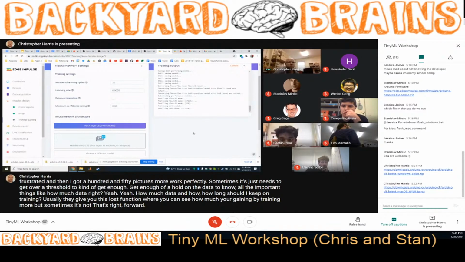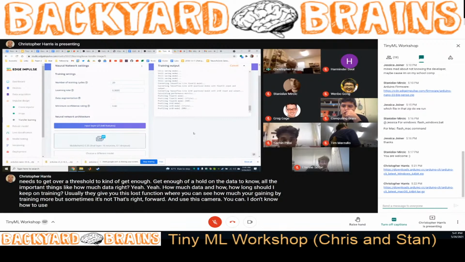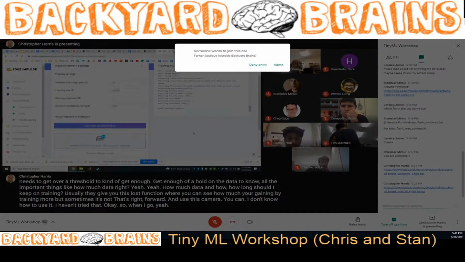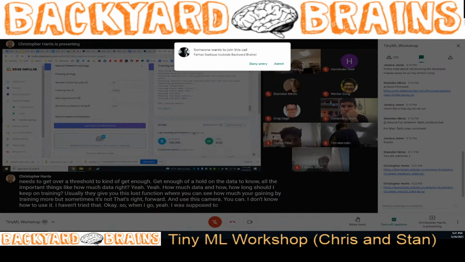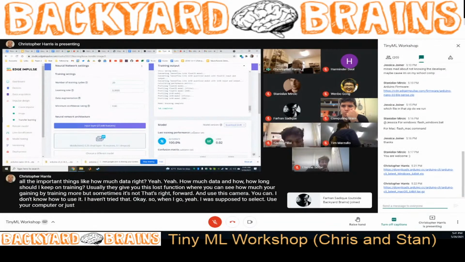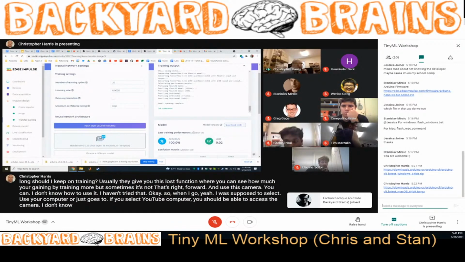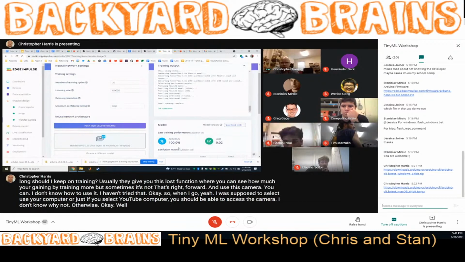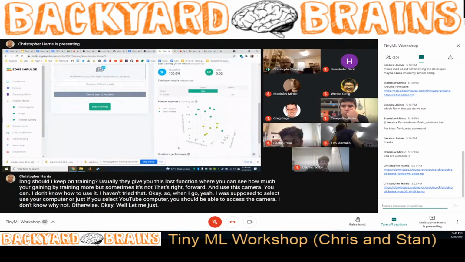If I plug these two things together, can I use this camera? You can. I don't know how to use it yet. I haven't tried that. Because when I go to connect a new device, one of the options is data from any device with the data forwarder. Was I supposed to select use your computer? If you select use your computer, you should be able to access the camera. I don't know why not. But otherwise, okay, well, let me just finish this.